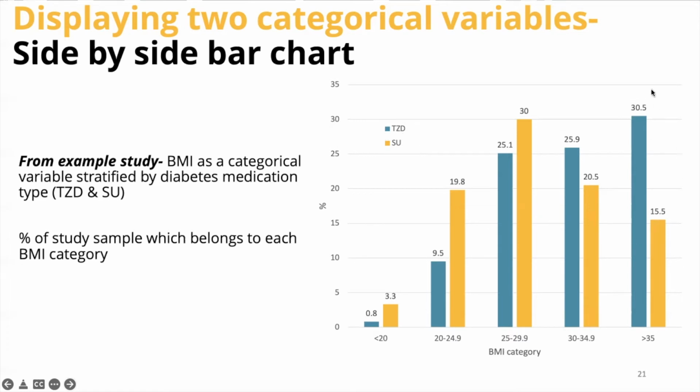And as we can see here, the 30% is here and the 15% is here. So we can see that there's a greater proportion within the TZD group that are in a higher BMI category compared to the SU group.